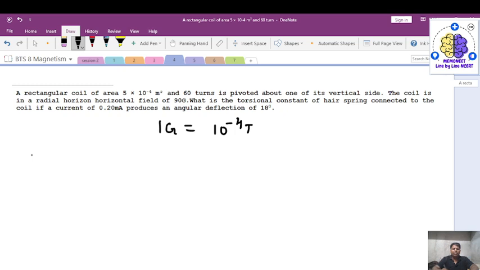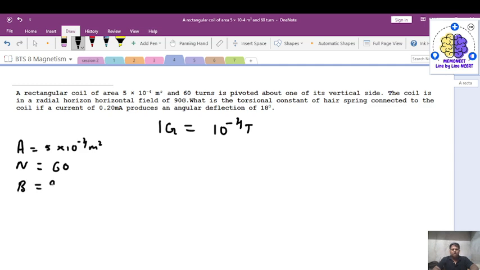So what they have given to us is A as 5 into 10 to the power of minus 4 meter square, right? This is the first thing. We have the number of turns N equal to 60. The second thing is that the coil is in a radial horizontal magnetic field, which is given to us.